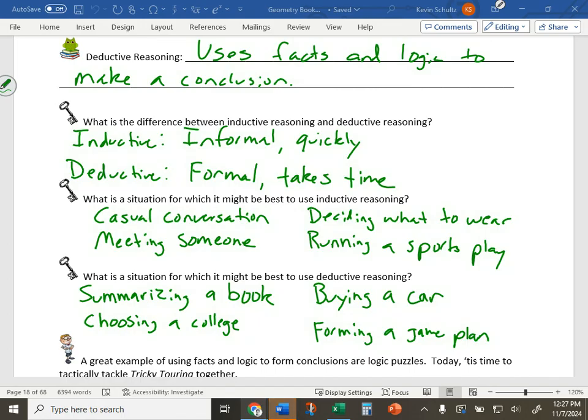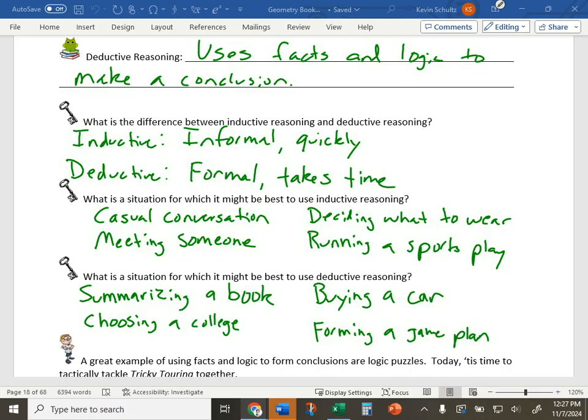So CO13, no one's ever failed this objective on a test before, ever. I'll be the first. It is the difference between inductive and deductive reasoning. A great example of using facts and logic to form conclusions are logic puzzles. You've had those on your math packets before. Here's some alliteration for you. Today, 'tis time to tactically tackle tricky touring together.